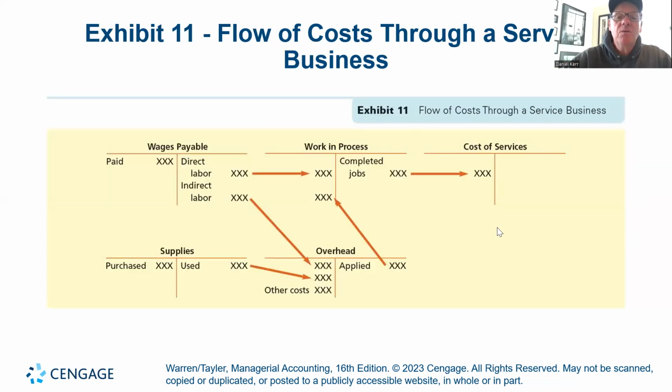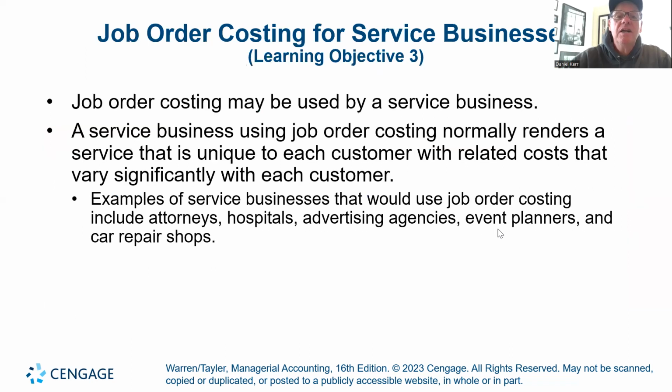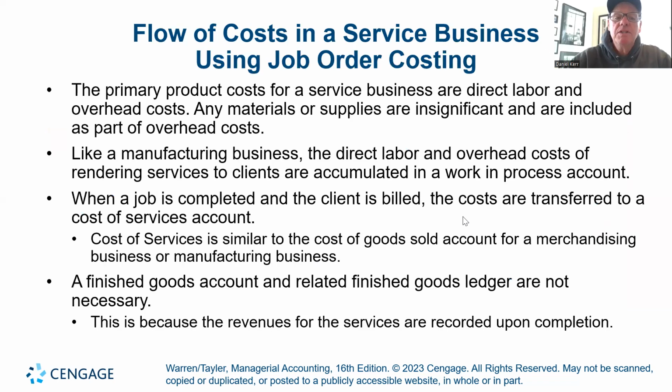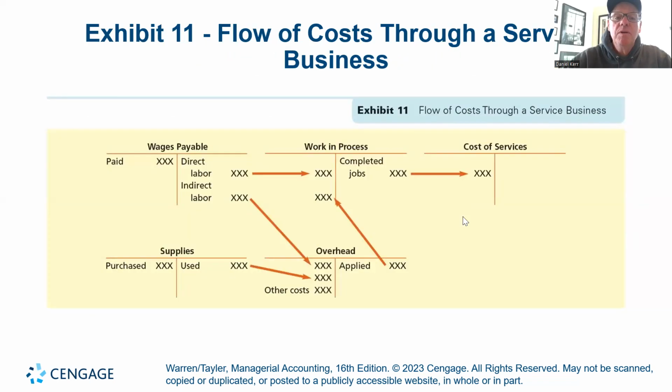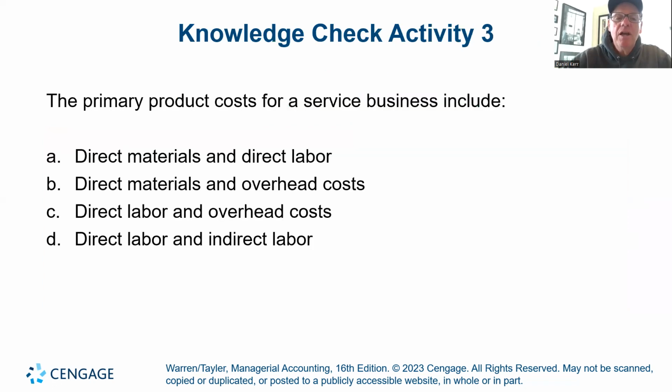Okay, so that's just a quick overview. Remember that for service organizations, they track costs the same way a manufacturer would, but the costs that we track are going to be basically labor costs and overhead costs. We don't have material costs, we don't have finished goods inventory, and we don't have raw materials inventory. The other concepts in terms of allocating labor to work in process and allocating overhead to work in process remain the same.